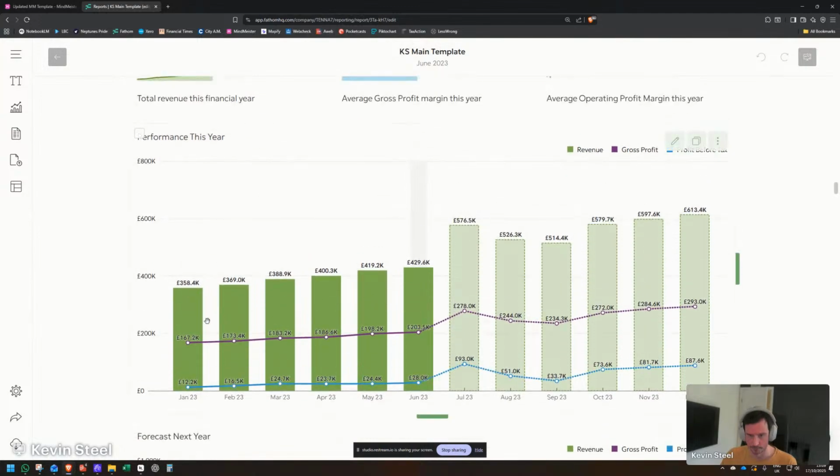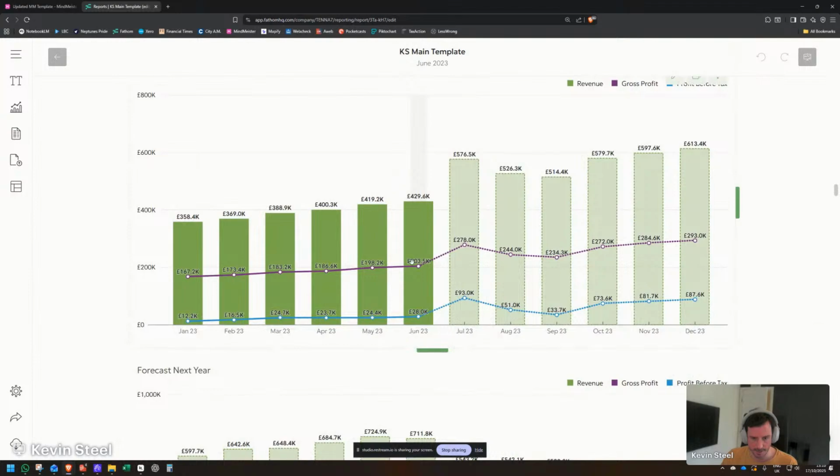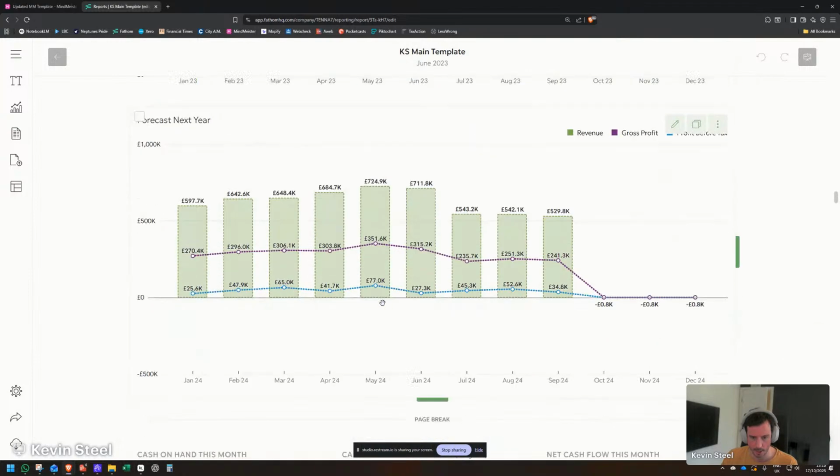So green shaded is actuals, unshaded is projections. Gross profit is our purple line. Profit before tax is our blue line. And this is very good for people that are perhaps not super financially savvy. Just seeing that visualized on a graph makes quite a big difference in understanding the key financial impacts. So we would have that for this year, and we would also have it for next year. So our current year forecast, then our next year forecast.